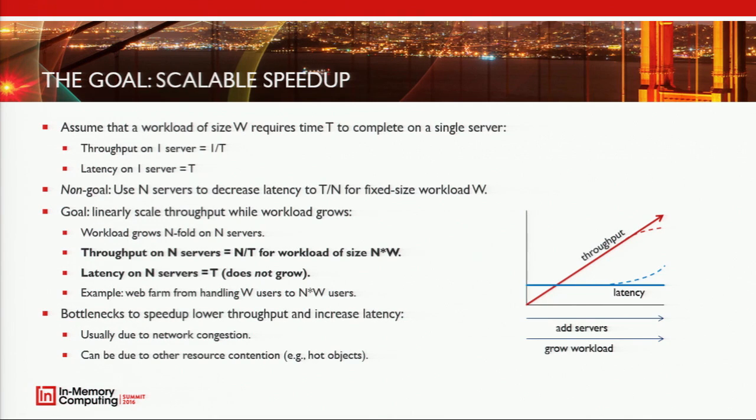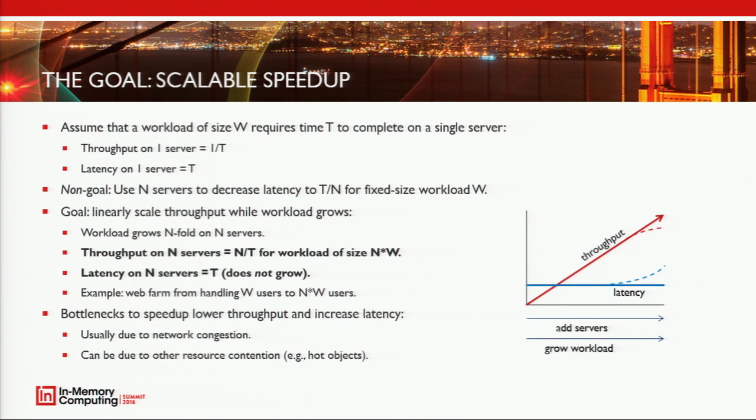So if you have a web farm and you're handling W users, and then you say, well, okay, I'm happy, they get 10 milliseconds response time. So now I've got twice as many users on Mother's Day. I'm a florist, you know, so I get twice as many users. So I want them still to get 10 milliseconds response time. So what do we do? We have 2 web servers. Now we can handle twice the load, twice the throughput, the same latency. So that's scalable speed up. It's really quite intuitive once you think about it. And that's what we want to accomplish with grids.